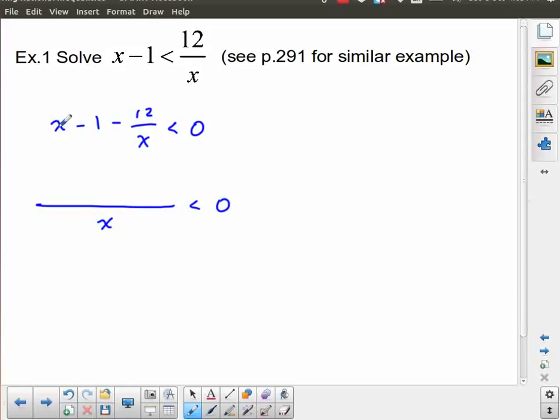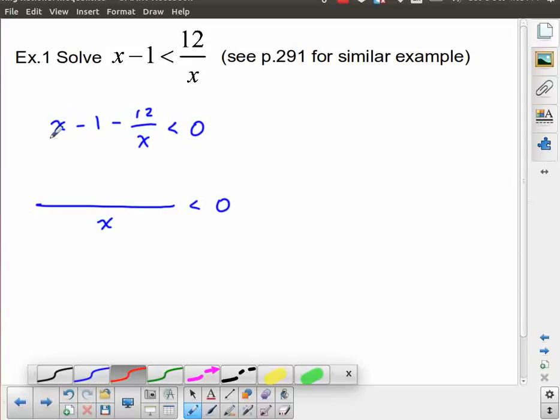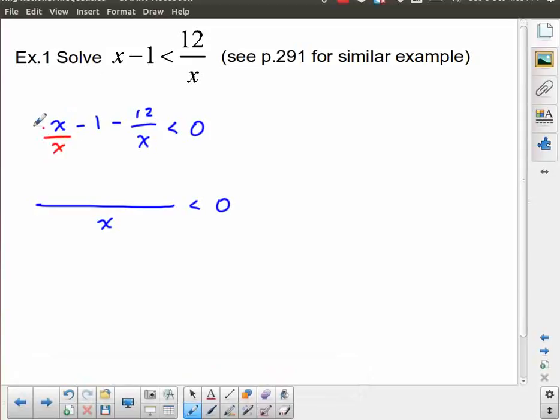So what did I have to multiply top and bottom by to get this over x? I had to multiply by an x up here. So this becomes x squared. To get this over x, I had to multiply also by an x, so this becomes minus x. And this one was already over x, so that just becomes minus 12. It stays the same.